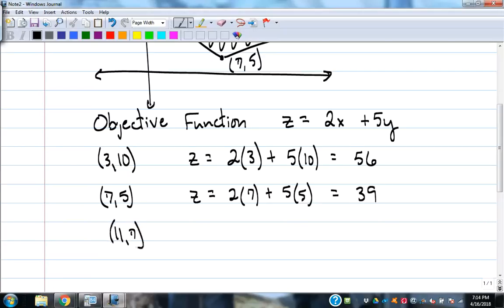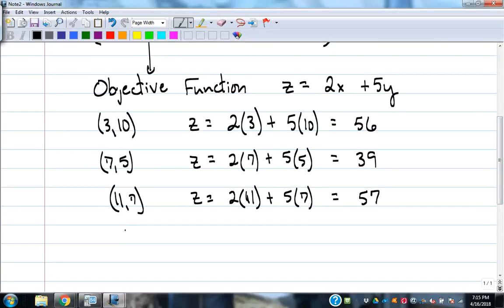11, 7. 2 times 11 plus 5 times 7. 22 plus 35. 57. And then the last ordered pair was 5, 13. 2 times 5, 5 times 13. So that's 65 plus 10, 75.